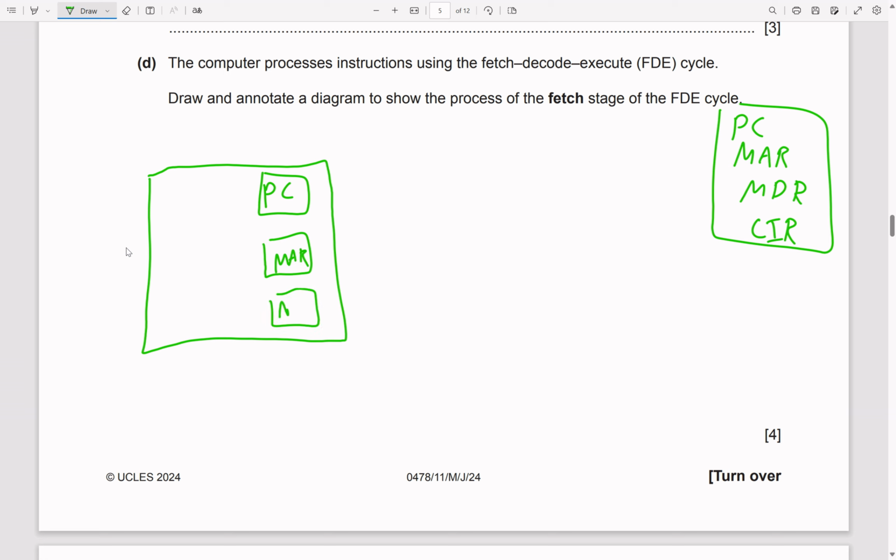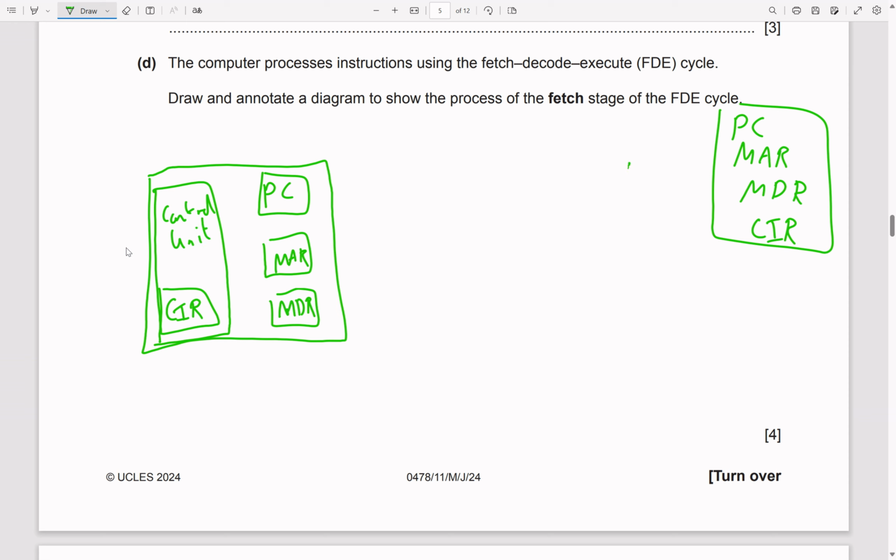Then we've got the MDR. And then here they actually say the CIR, that's going to be inside the control unit. I think honestly, you wouldn't really need to do it inside the control unit. But maybe they'll just give you an extra mark if you do. Alright, so let's just do that as well.